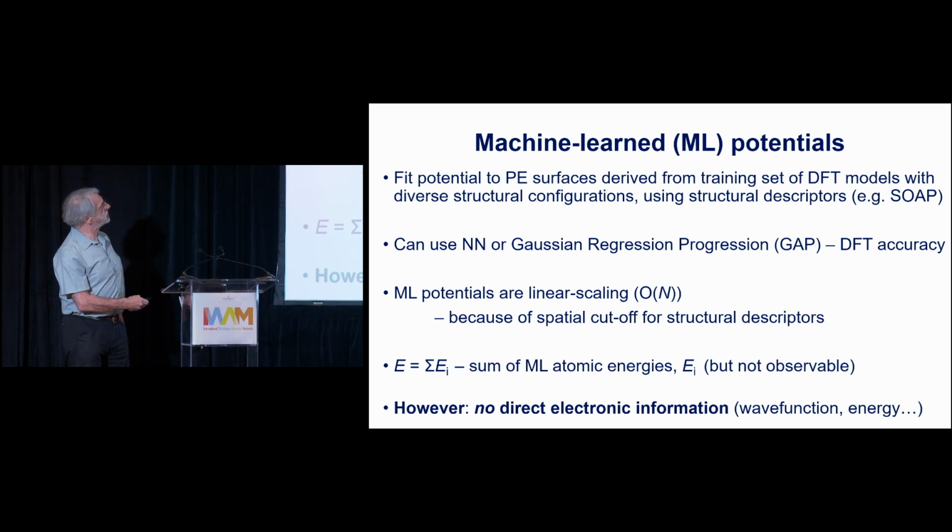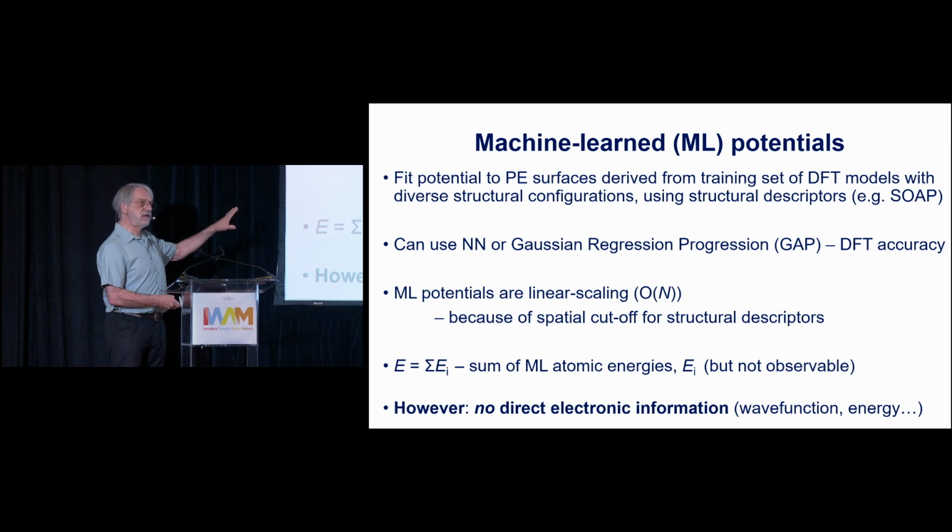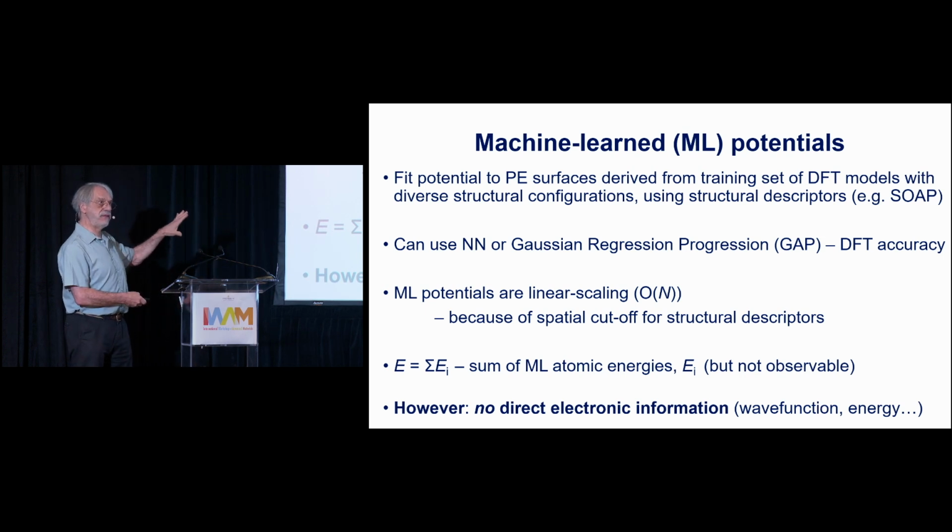So these potentials are linear scaling, mostly because they have a spatial cutoff for the structural descriptors, right? And so that's one advantage. Another advantage is the energy is actually the sum of the individual machine-learned atomic energies. So you can calculate these things. You can't observe them actually experimentally, but you can calculate them and use them. So that's all a good thing. The bad thing is you don't get any direct electronic information out at all, wave functions.